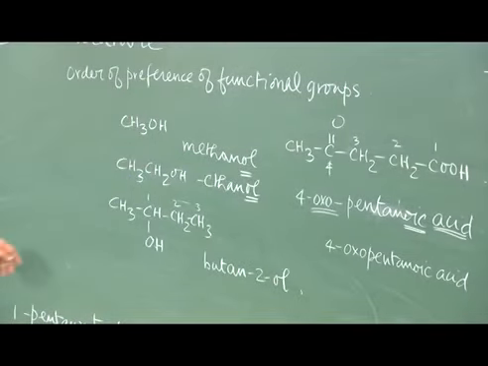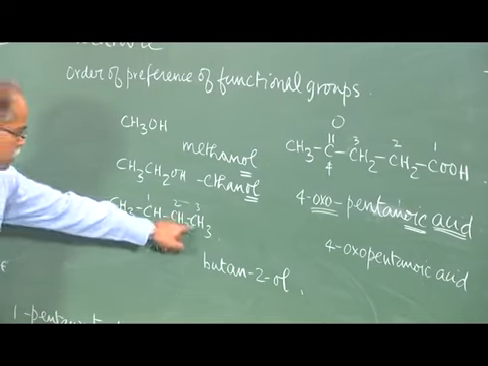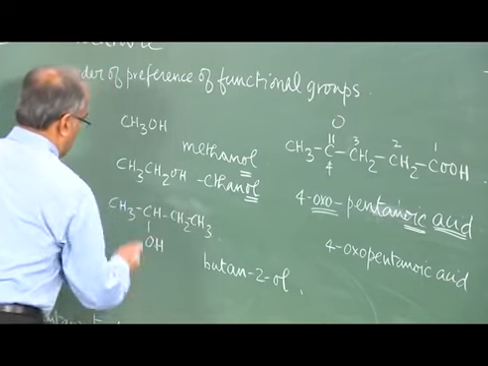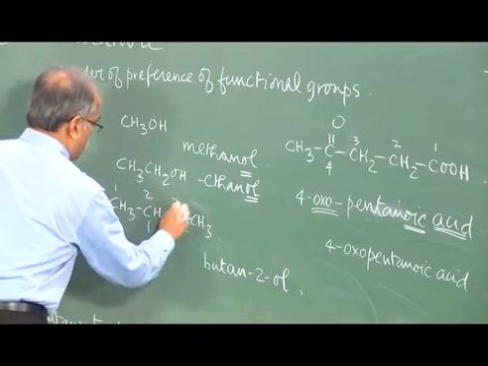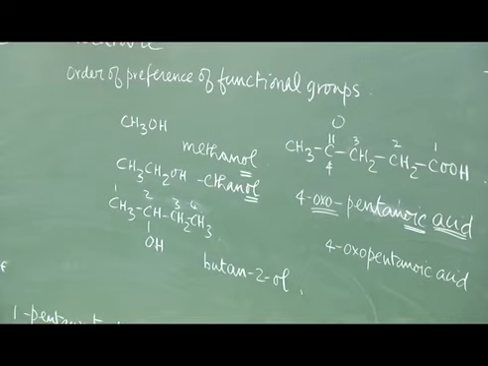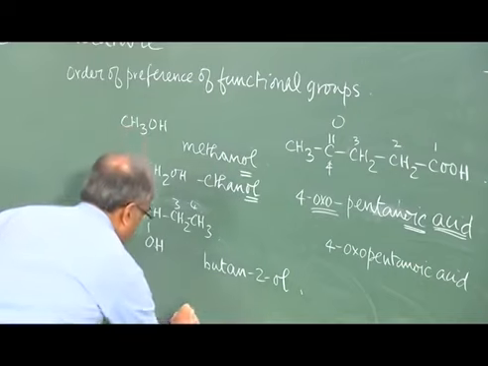You have to worry about the nomenclature involving the longest chain. So, the longest chain is a butane chain. So, this is 1, 2, 3 and 4. So, the hydroxy is in the 2 position. So, it is 2-butanol.